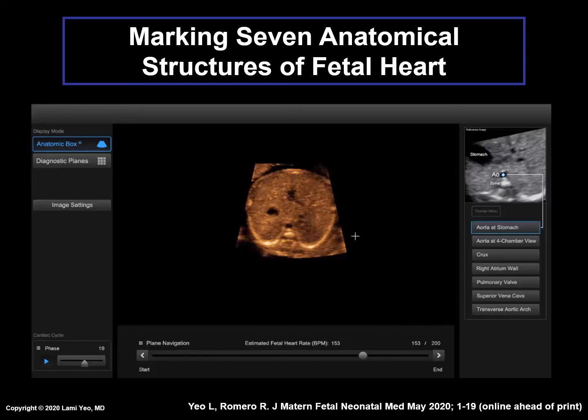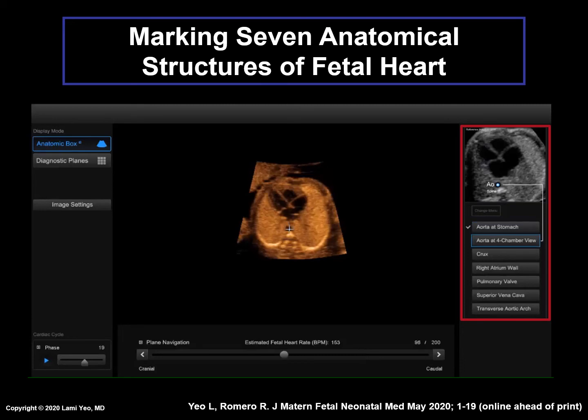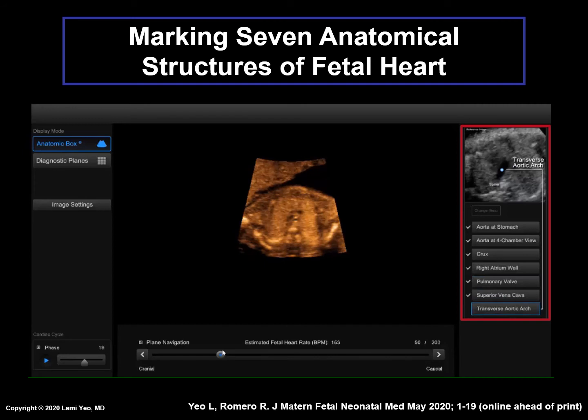The anatomic box panel is on the right-hand side of the screen. This video shows the marking procedure. First, the aorta at the level of the stomach is marked. Next, the aorta at the 4-chamber view, the crux, right atrial wall. Next, the pulmonary valve is marked. Then the superior vena cava, and finally the transverse aortic arch.